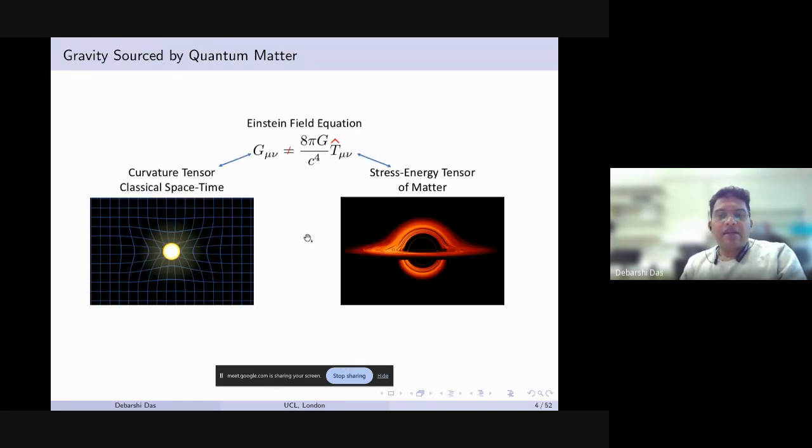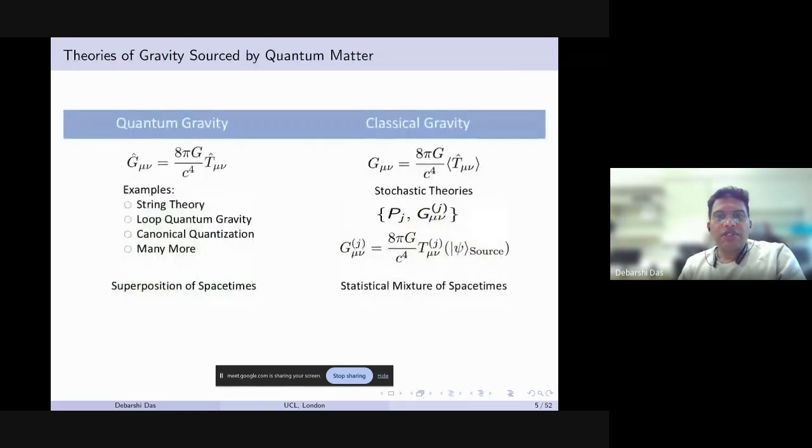Since a mass can be prepared in a quantum state, in the Einstein field equation, the right-hand side, T mu nu, which states the distribution and strength of mass and energy, should be taken in operator form. But if T mu nu is taken as an operator, then G mu nu cannot be a scalar, because the right-hand side and the left-hand side cannot be equal. A scalar cannot be equal to an operator. So what is the solution?